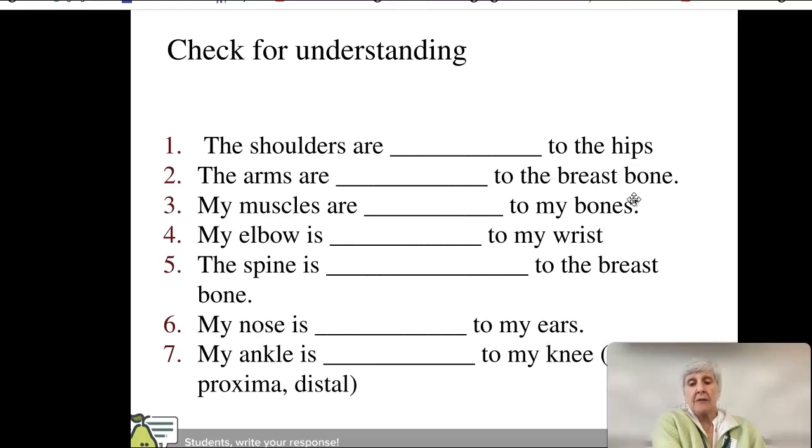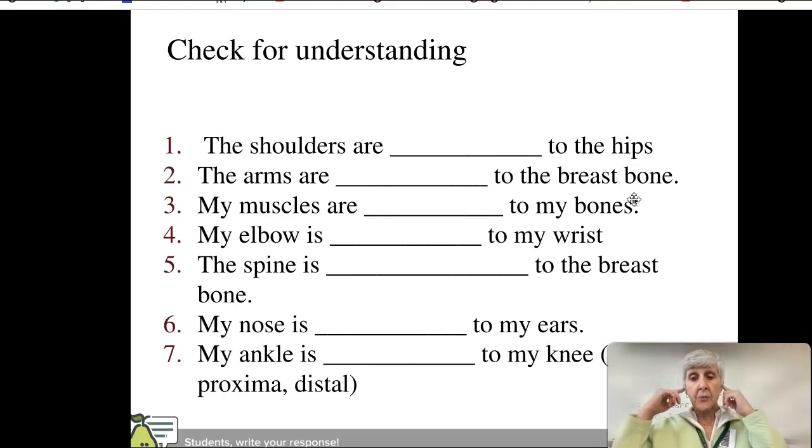My elbow is blank to my wrist. My elbow is closer to my shoulder, so my elbow is proximal to my wrist. My spine is blank to my breastbone. It's posterior. It's in the back.